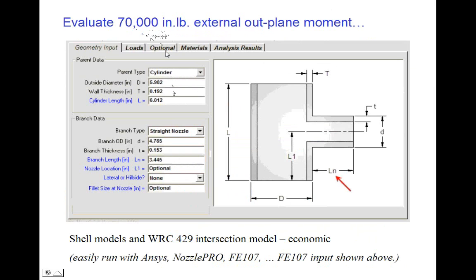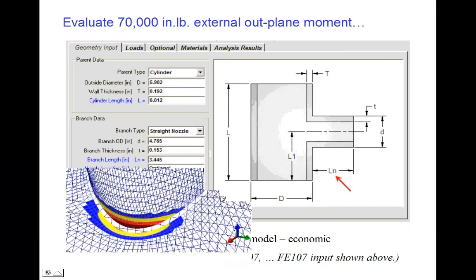Now, shell models are used quite often for this evaluation in EPRI, in WRC 429 or WRC, what was it, 479, I believe. The WRC 429 gives the intersection model that's recommended for shell calculations. This is done automatically in Nozzle Pro or FE107 or FE Pipe. The ANSYS models, though, can be built easily as well, but again, please follow the WRC 429 intersection recommendations. So either way, we build the finite element models.